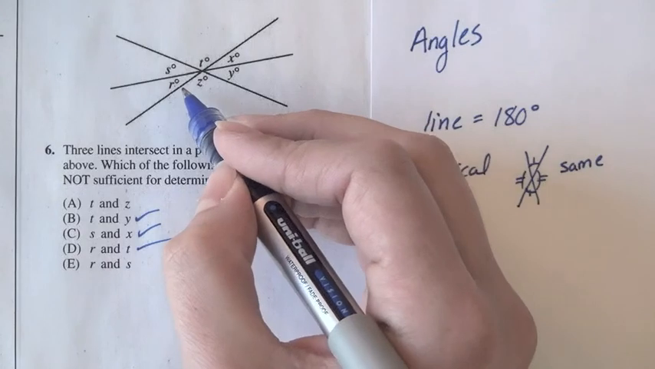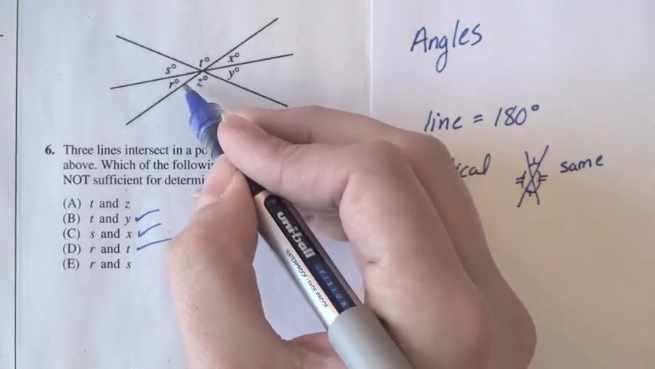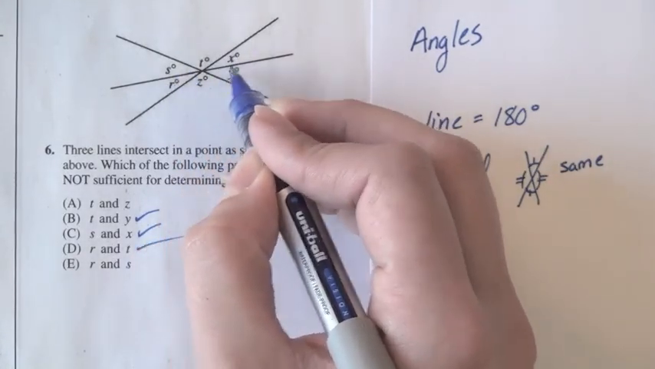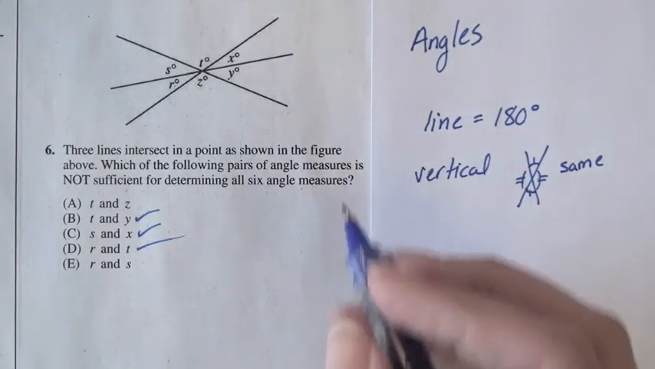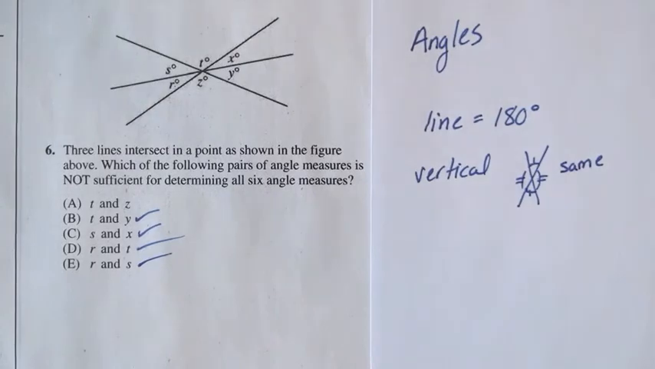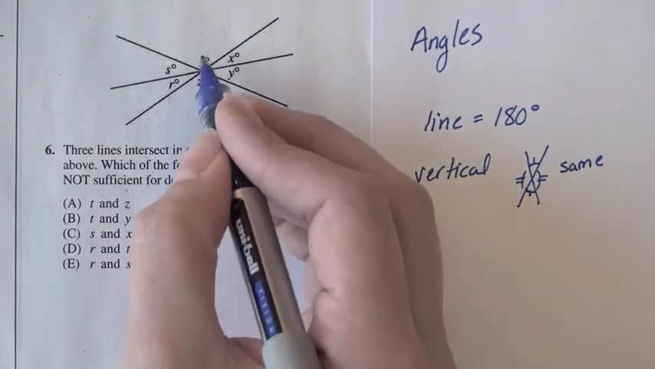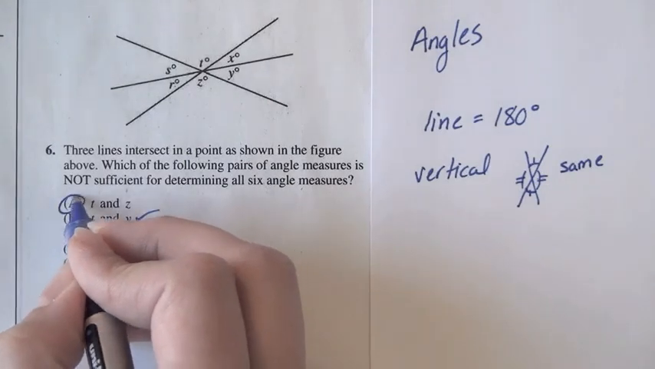Same story. If we have r and s, we know the vertical angles x and y, and then using that the lines add up to 180, we can solve for t and z. So that's good. So the only one that's not sufficient is the pair of vertical angles t and z. A.